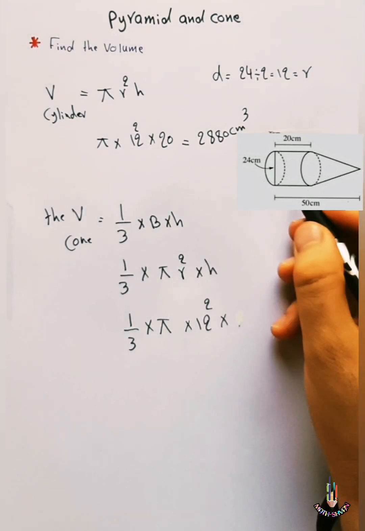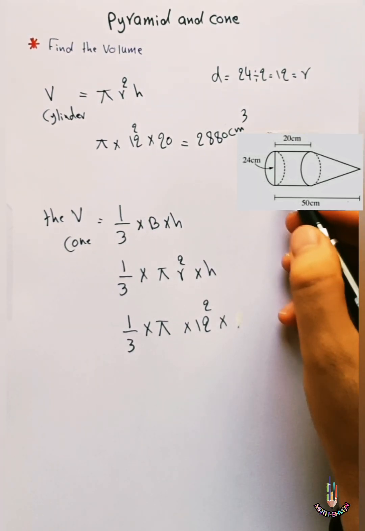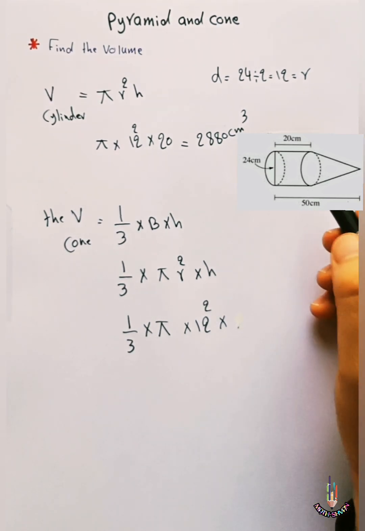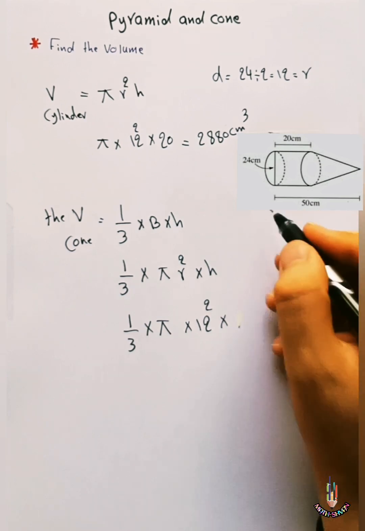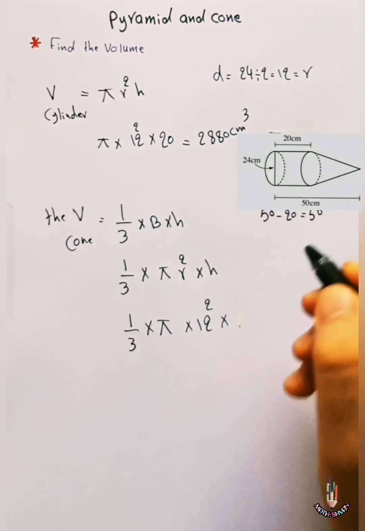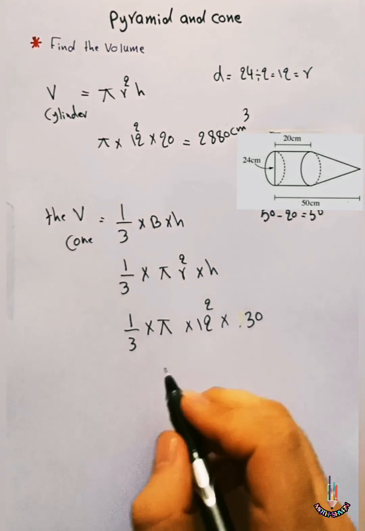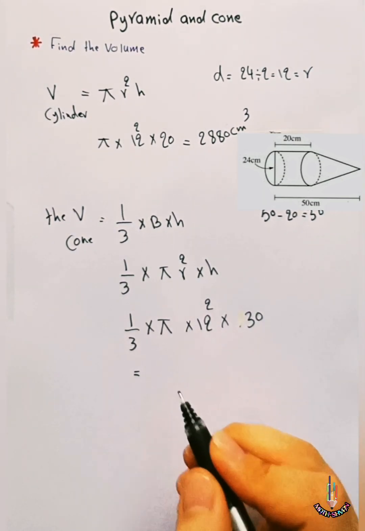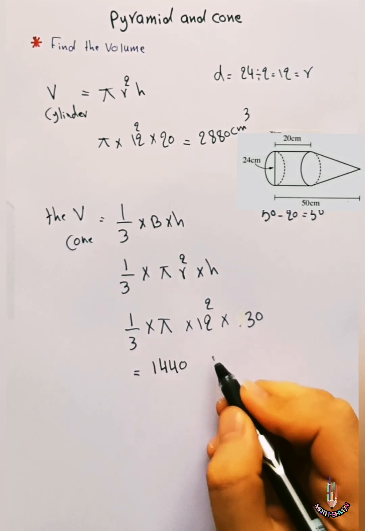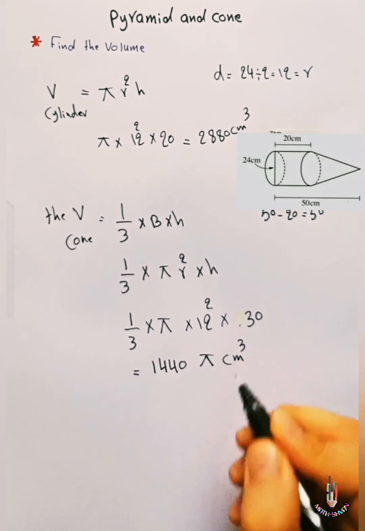So the height of this shape is 50 centimeters, but the height of the cylinder part is equal to 20. So the height of the cone is 50 minus 20, which equals 30. When we multiply the numbers, we will get the product 1440 pi cubic centimeters.